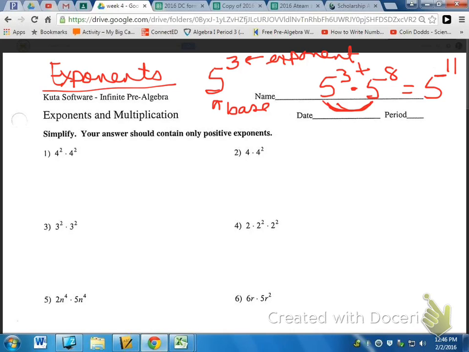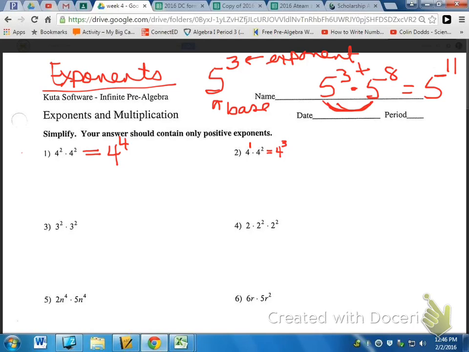So this number 1, we're going to go ahead and do 4 to the 2nd times 4 to the 2nd. You leave your base 4 and then add 2 plus 2, 4. Number 2 is just 4 times 4 to the 2nd, but that first 4, if there's no exponent up there, what is it really? 1. So this really becomes 4 to the 3rd. Don't forget about that. Sometimes that's really easy to forget that there's something there. Okay, so that's really what you do when it's the same base.